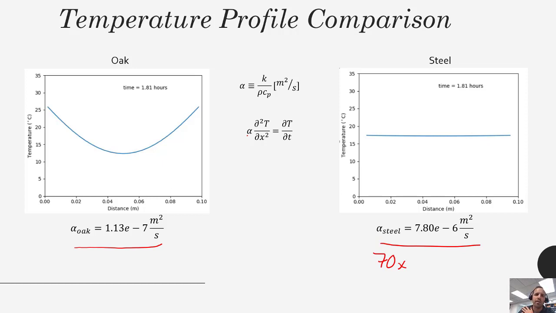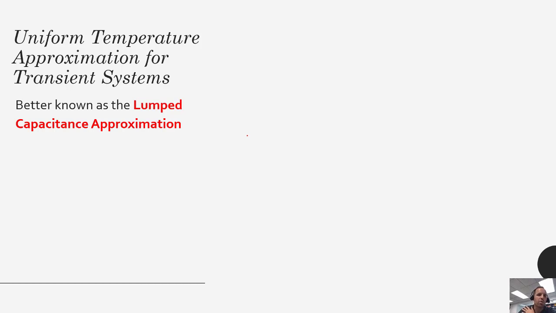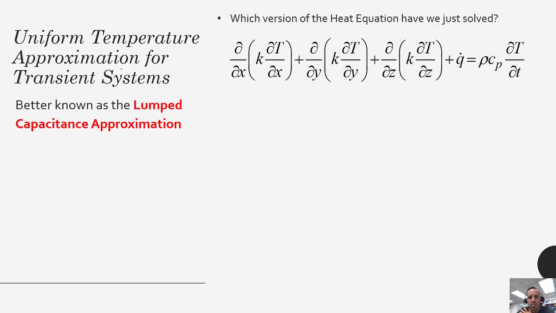That particular approximation, where we're assuming uniform temperature all the way through our solid, is known as the lumped capacitance approximation. We're just lumping all the temperature into one block for the entire solid. If we did make that approximation, I have another thought question. Which version of the heat equation are we solving in that particular instance? Feel free to pause and think about it if you'd like.